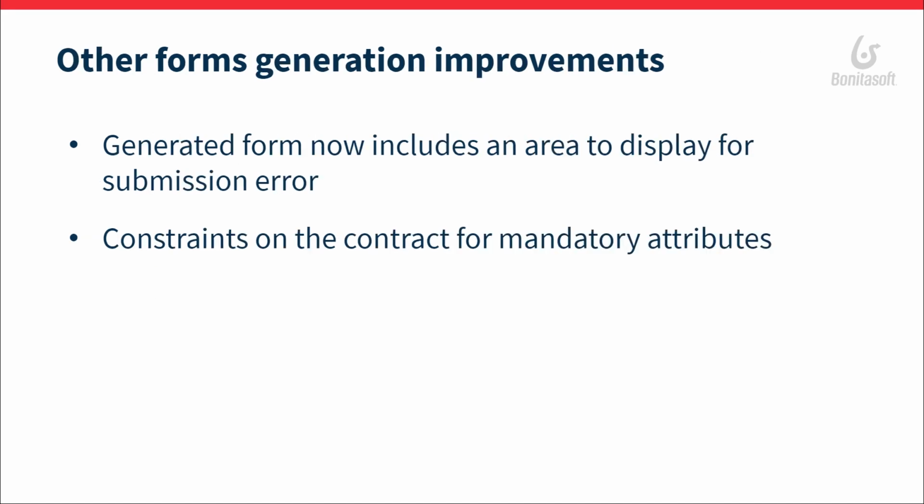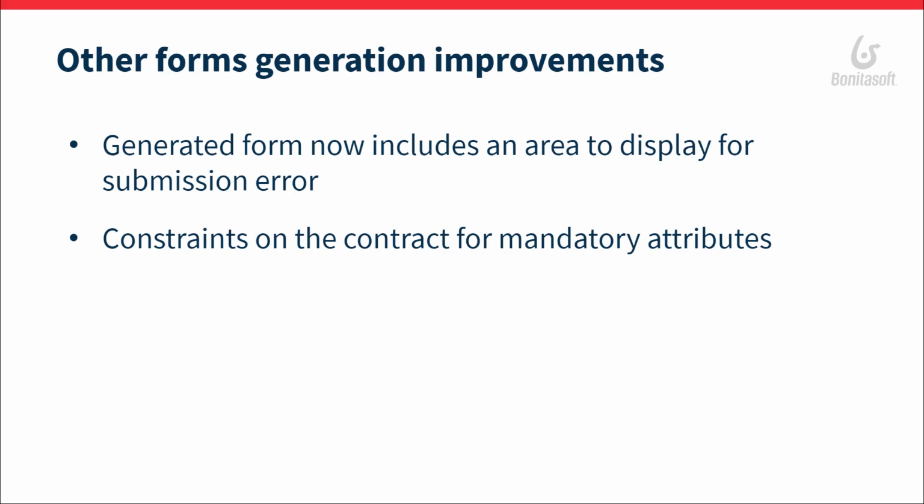Also, we have various other improvements regarding forms. It now includes automatically, when generated using the Studio, an area to display any error related to the submission. For example, if a contract is not valid, or for any reason, maybe if the server is no longer available, the error will be displayed to the user in this area.